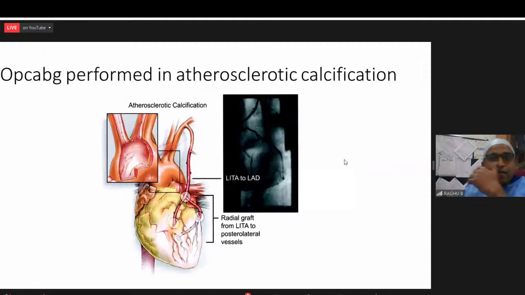And this is an off-pump surgery with the no touch technique on the aorta because of the atherosclerotic calcification of the aorta. We have done LIMA to LAD anastomosis, and we have done a Y-graft using a radial to the diagonal and the OM. This can be done, and these cases can be done only by off-pump because there is a calcification of the aorta.